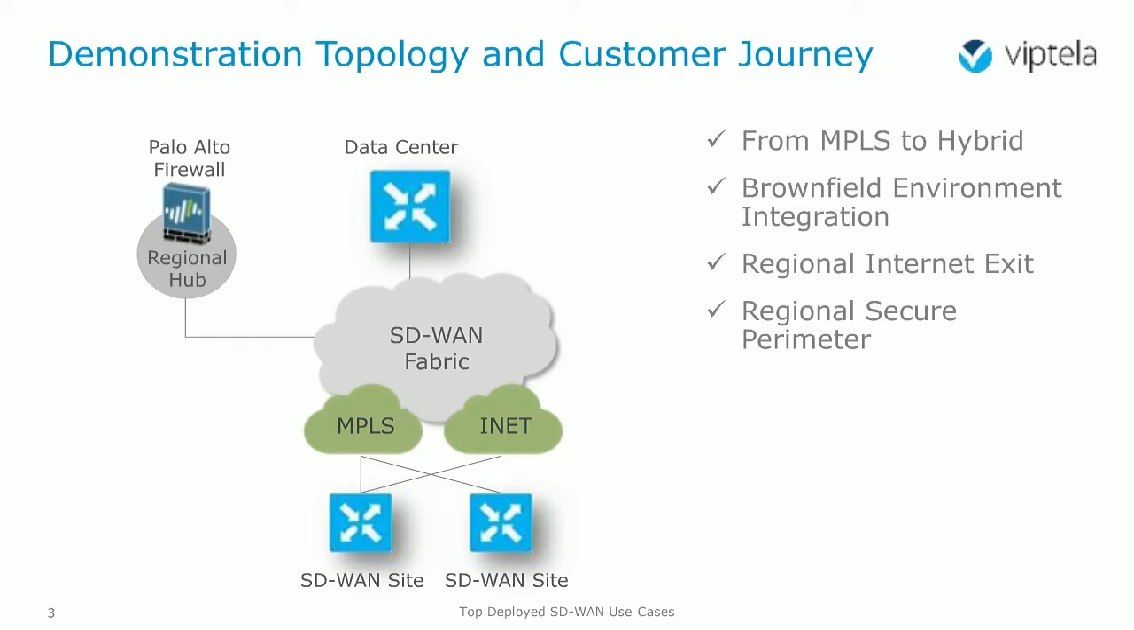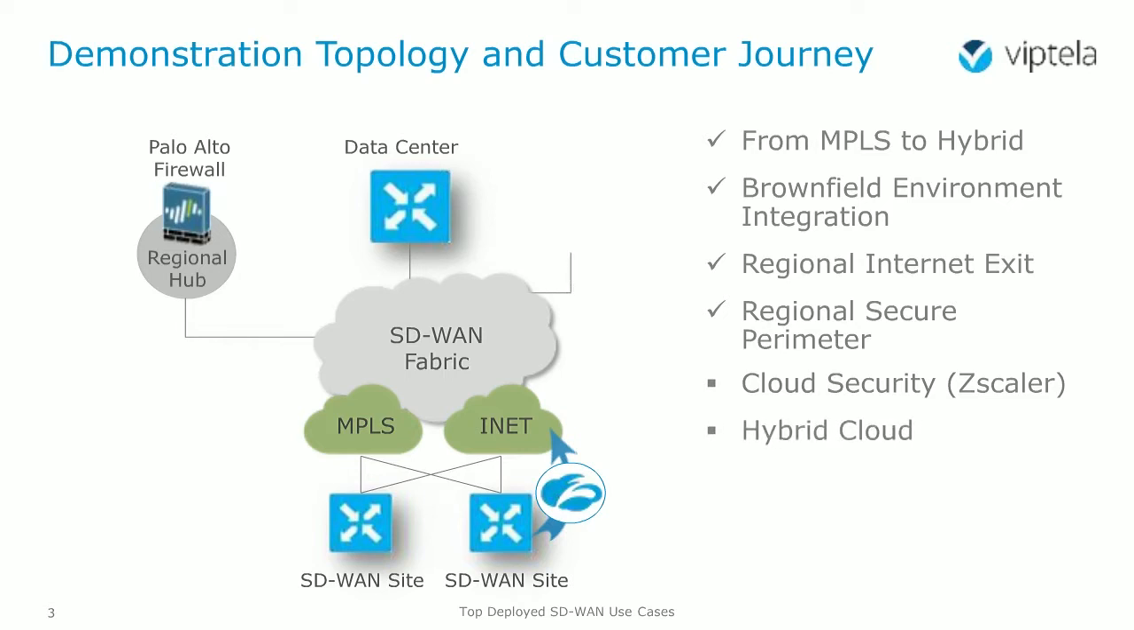We've talked about MPLS to hybrid. We talked about a brownfield integration. We talked about regional internet exit, and we talked about regional secure perimeter by inserting, through service chaining, a firewall and IDS appliances. Now, the next step, we're going to talk about cloud security through Viptela's integration with Zscaler. Then we're going to turn to a hybrid cloud through an integration with AWS. Viptela integrates with both AWS EC2 and Microsoft Azure. This time we're going to talk about an AWS integration.